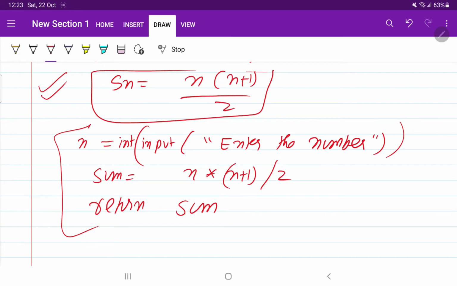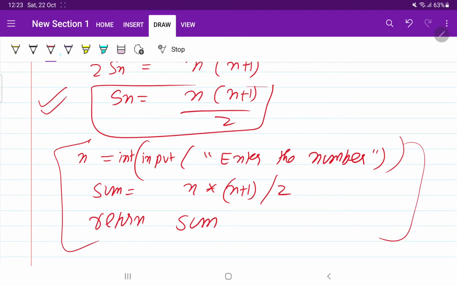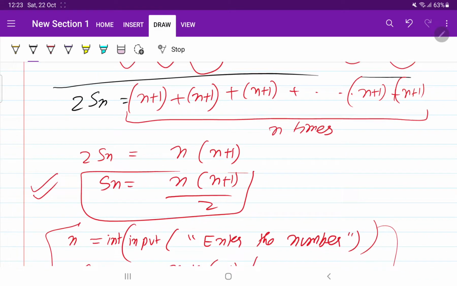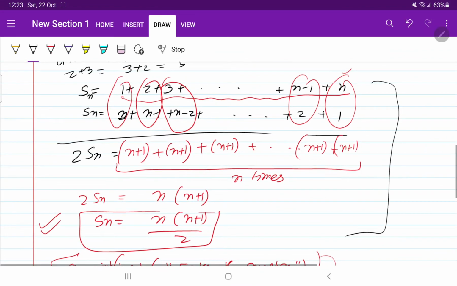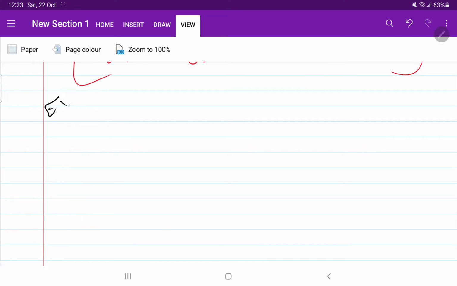Sum of the first n natural numbers. So if you didn't get this, no issue, but you should get this part, the logic part, how we have built this logic. Okay, so this is the first example. Let us move to the second example.